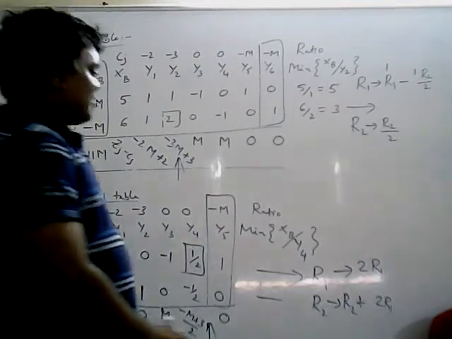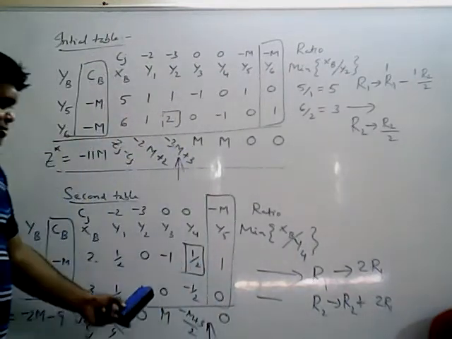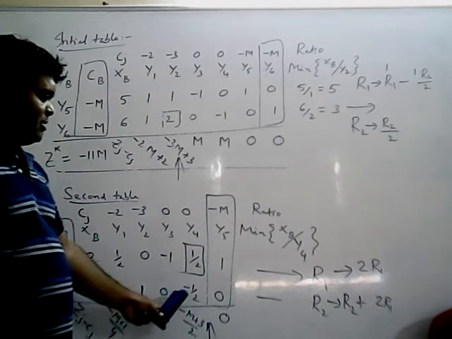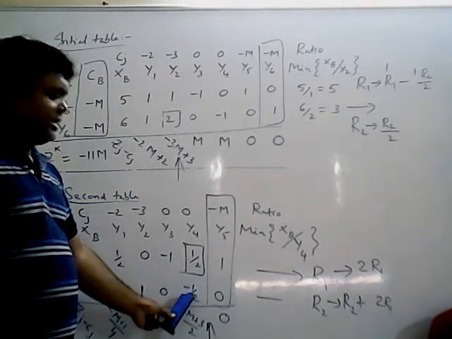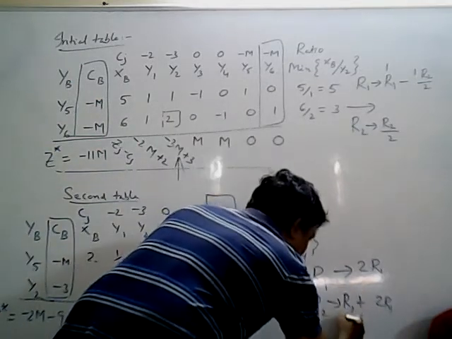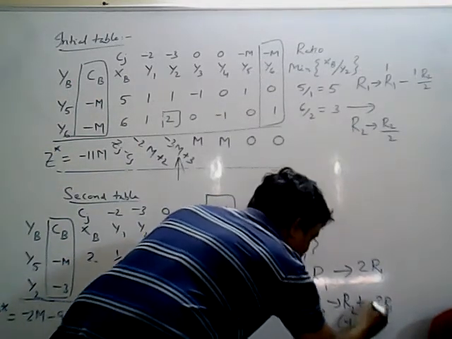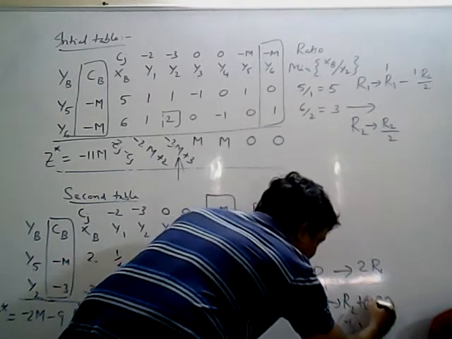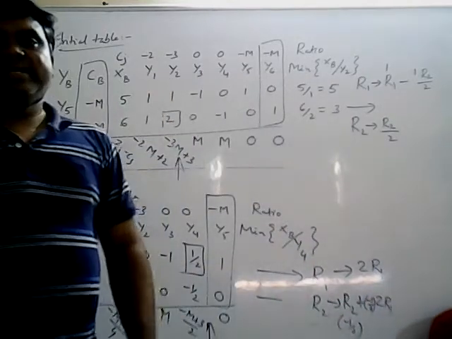Okay, now go for the R2 element. What is the R2 element we have? Minus 1 by 2. The R2 element is minus 1 by 2, and that should be multiplied here. Multiplied here means minus 1 by 2.